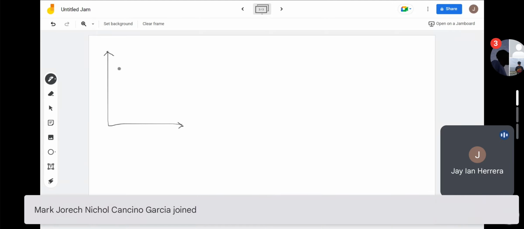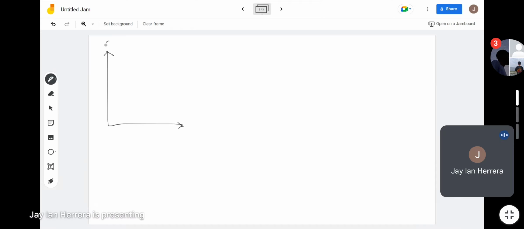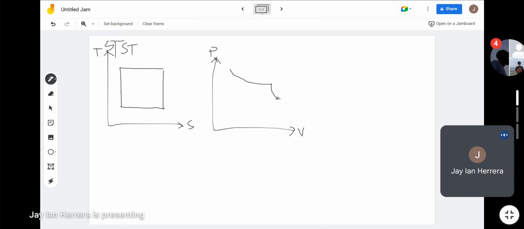Okay, Carnot first, on a TS diagram, and this is PV. Let's recall, Carnot is like this: isentropic or constant entropy, then isothermal, then isentropic, isothermal. The PV of Carnot looks like this, with curves.